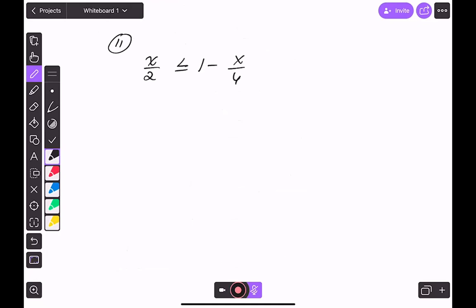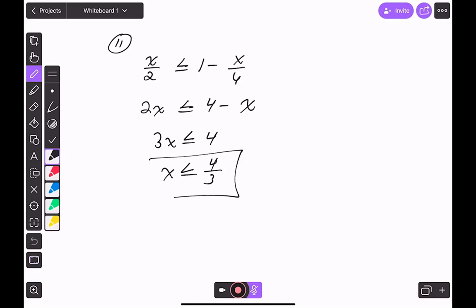I'm going to multiply both sides by 4. I'm going to add x to both sides. And then I'm going to divide both sides by 3. That's a solution. What is x? It's less than or equal to 4/3.